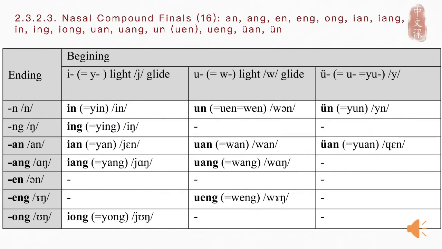Nasal compound finals. There are 2 nasal endings, n and ng. Their combination with simple finals or with compound finals make nasal compound finals. And there are 16 nasal compound finals in Mandarin Chinese. an, ang, en, eng, in, ing, yan, yang, yong, wen, wan, wang, weng, ueng.